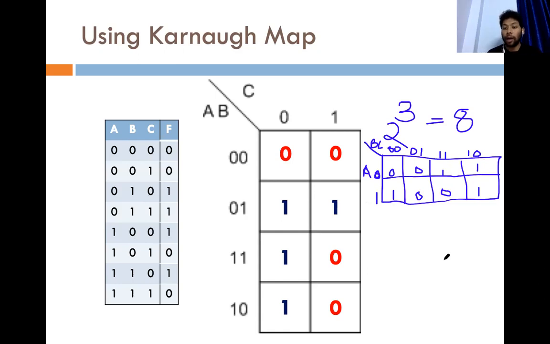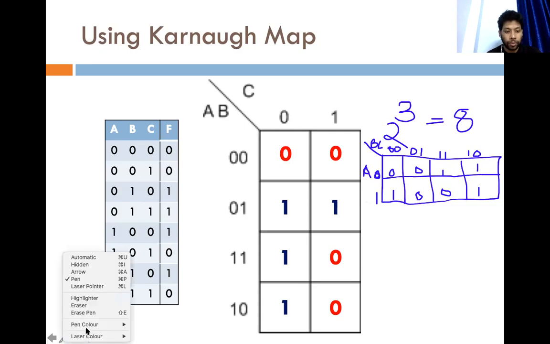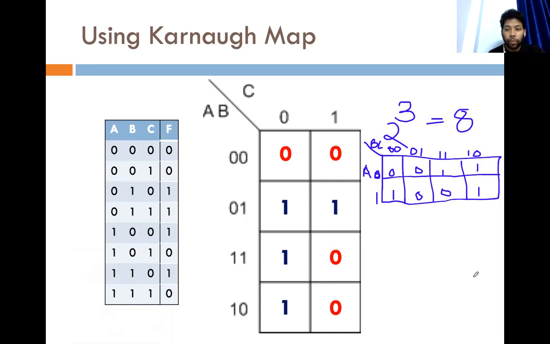Now the question is, how do we group? All right, let's take another pen color altogether. How do we group this? Let's use green. Now, we'll select the adjacent squares in powers of 2. I can select this and this.